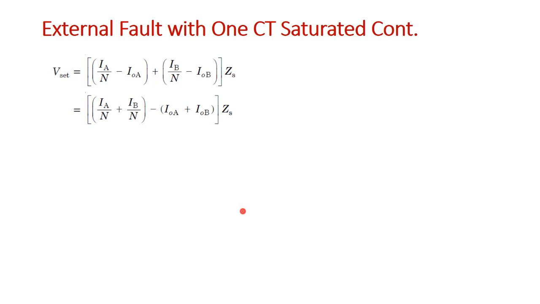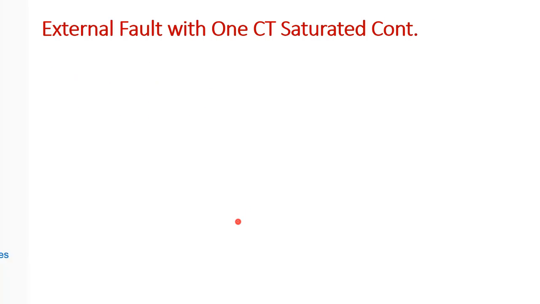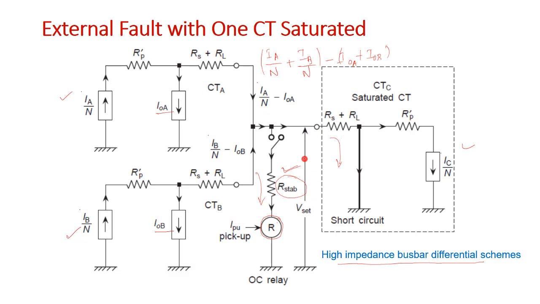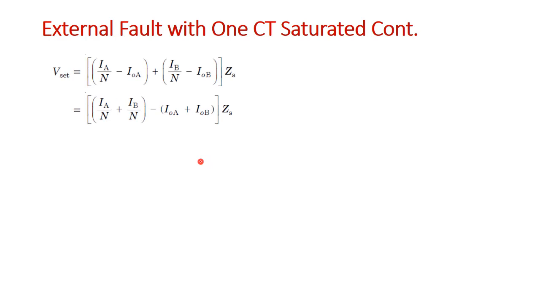Okay. So let us see the external fault with one CT saturated, and if we look at the voltage across the relay and the stabilizing resistance, then I can write that Vset will be equal to the net current into Zs.